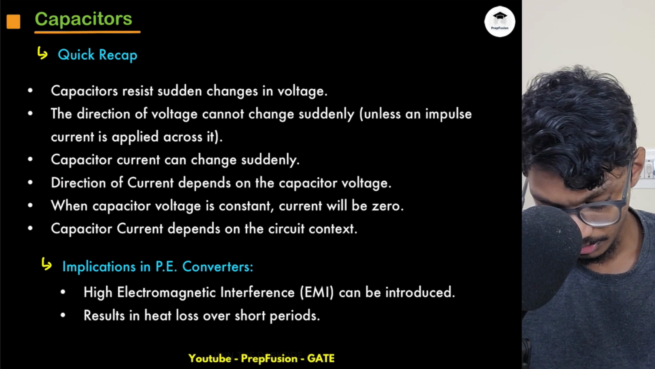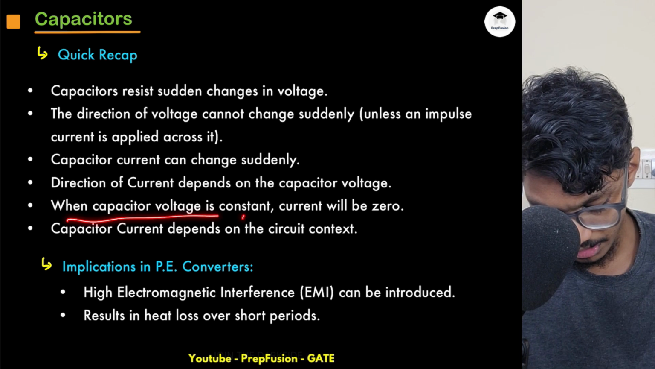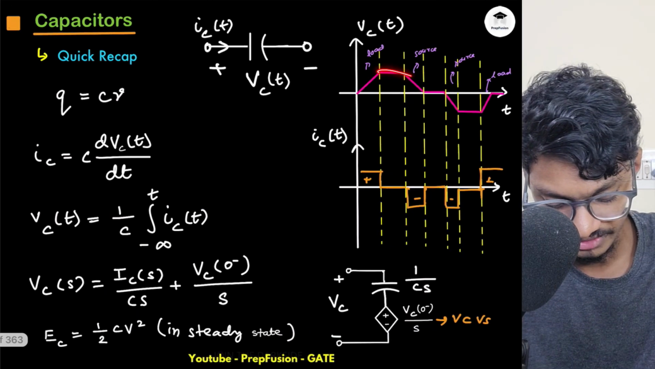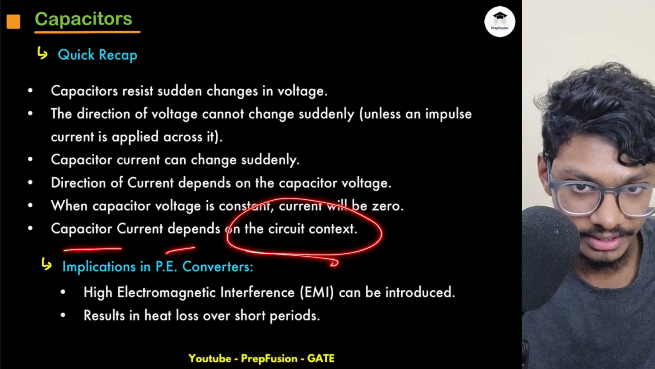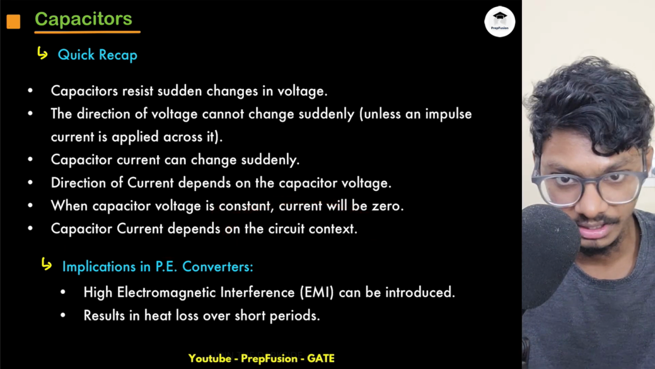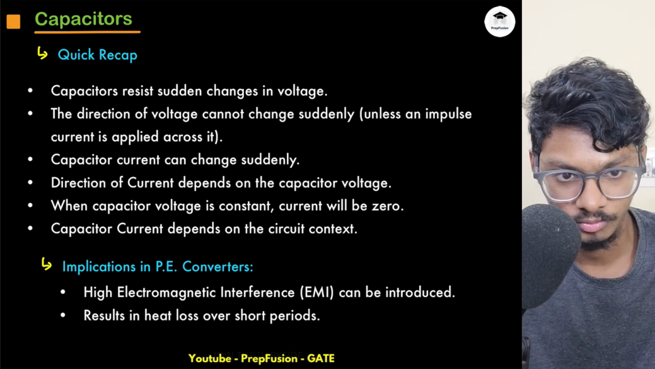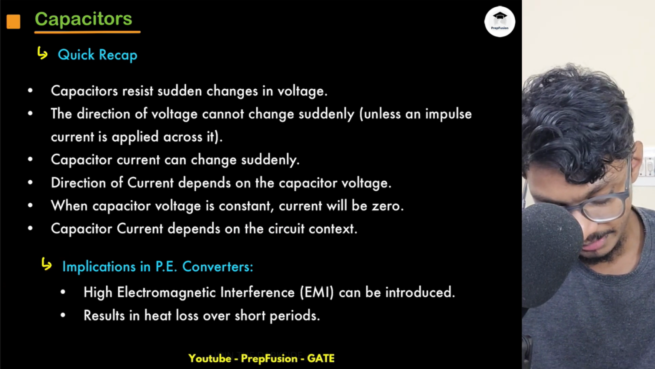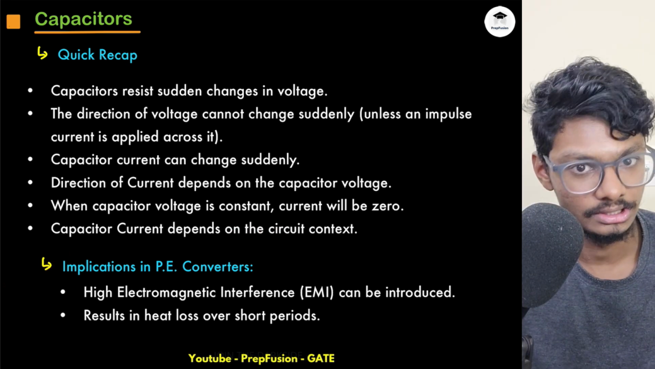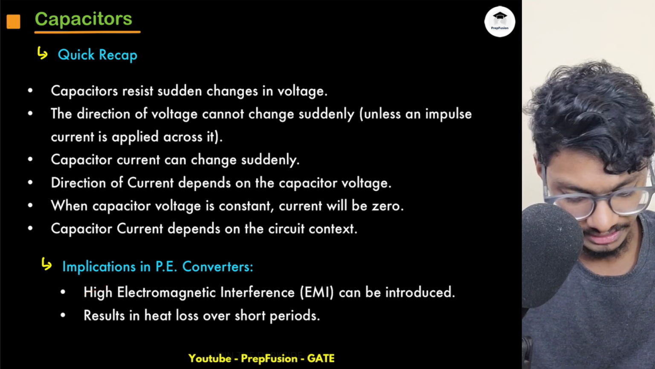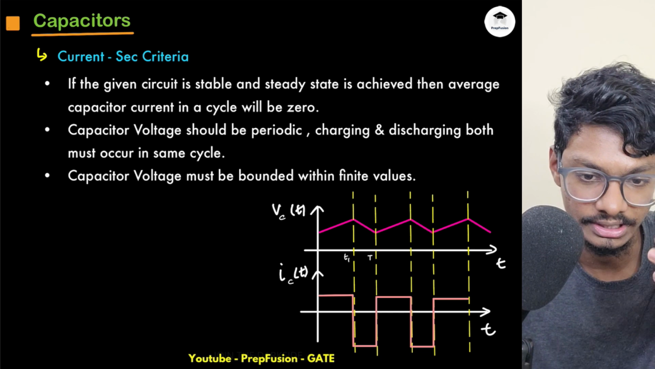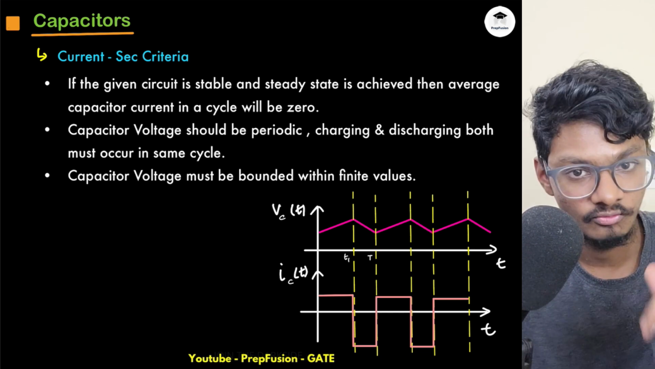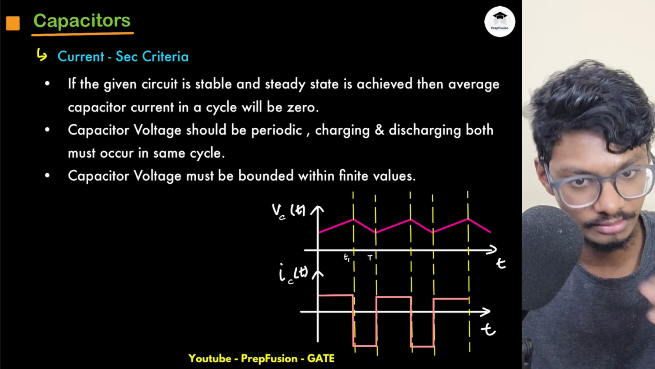Now when capacitor voltage is constant, current will be zero. This I have explained graphically here. Capacitor current depends on the circuit context, because voltage will be controlled by the capacitor, but the current will be controlled by the circuit elements. And again, whatever implications I had for the inductor, the same implications will be here as well. Capacitors can also get heated and they can also produce EMI, high electromagnetic interference, and one example of EMI I have already explained in the first chapter.